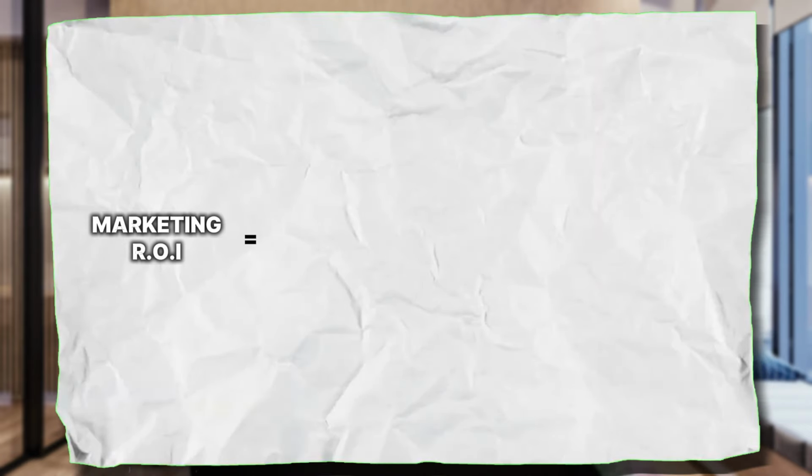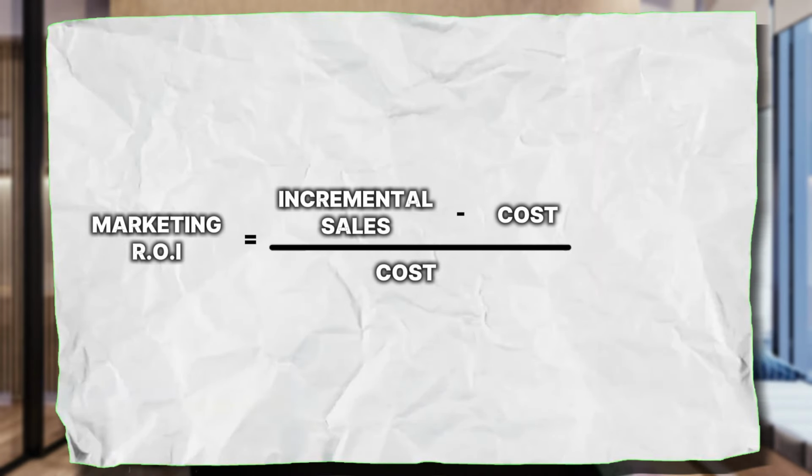Now this is a formula based metric which talks about the kind of returns you get for the cost that you put in. There is a specific formula. Marketing ROI is equal to the incremental sales minus the cost divided by the cost, and you can multiply by 100 if you want it in percentage terms. So this marketing ROI, we've actually had a very detailed video on this, and the link is in the I button.